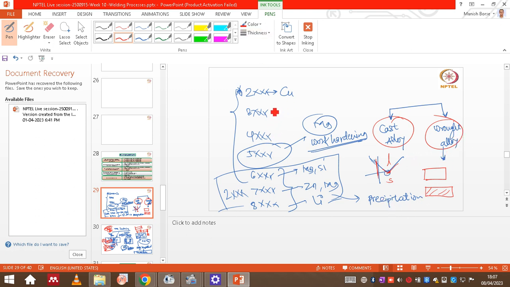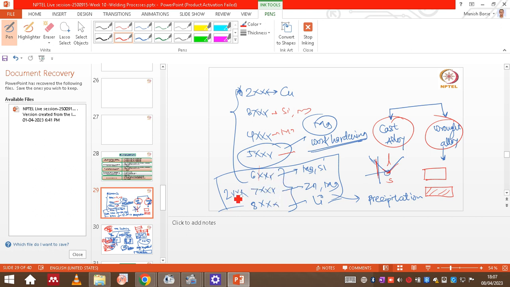So in the aluminum alloys, this is the sequence of wrought alloys. There are certain elements which make up the major composition: copper in the 2 series, magnesium in the 5 series, manganese in the 4 series, silicon and manganese in the 3 series, and the 6 series is mainly magnesium and silicon, 7 series zinc and magnesium, and 8 series is lithium, right?